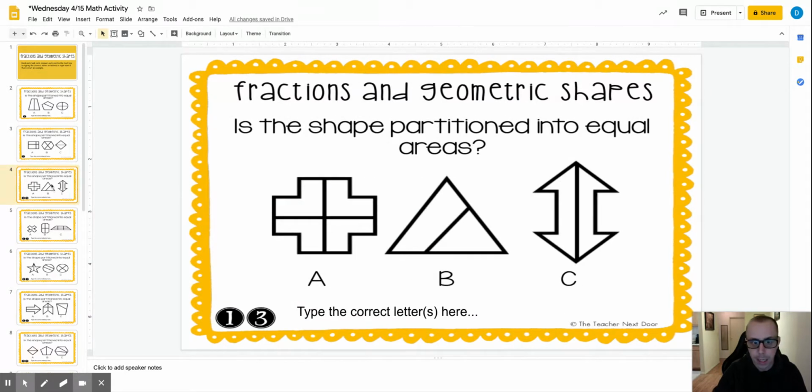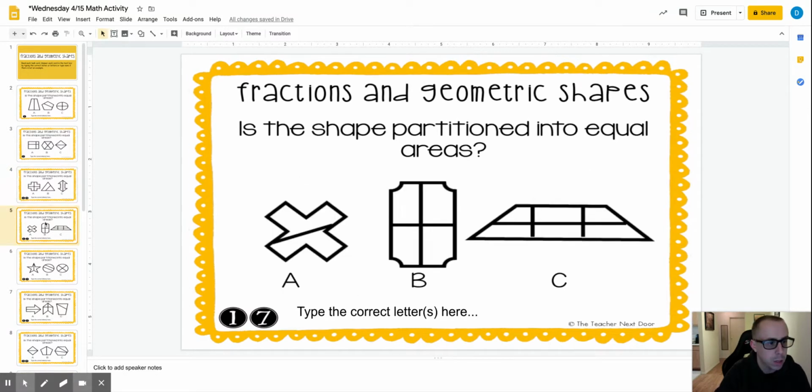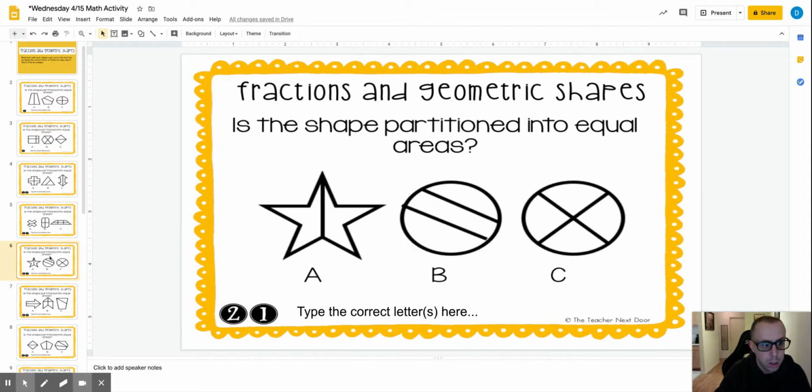Here again, is the shape partitioned, which means divided, or you see the word part here. Is it equal parts? Is it partitioned equally? Is it divided into equal parts? Choose. There might be more than one answer, so choose all that are correct. Just type in the letter down in the text box. Again, same thing, looking at these three and these three. Choose the shapes that are divided equally.